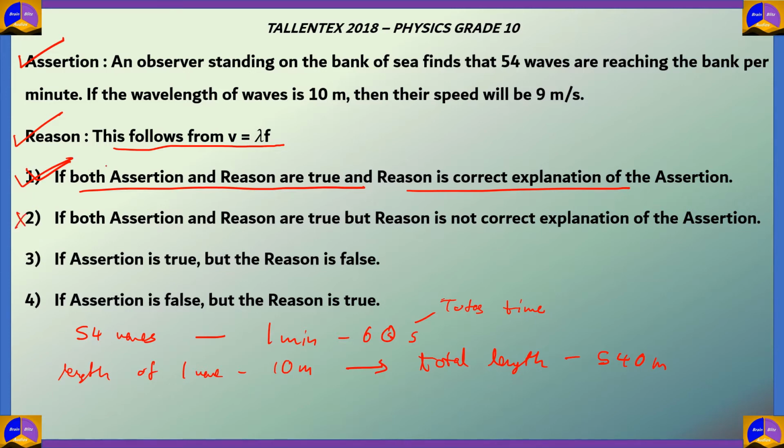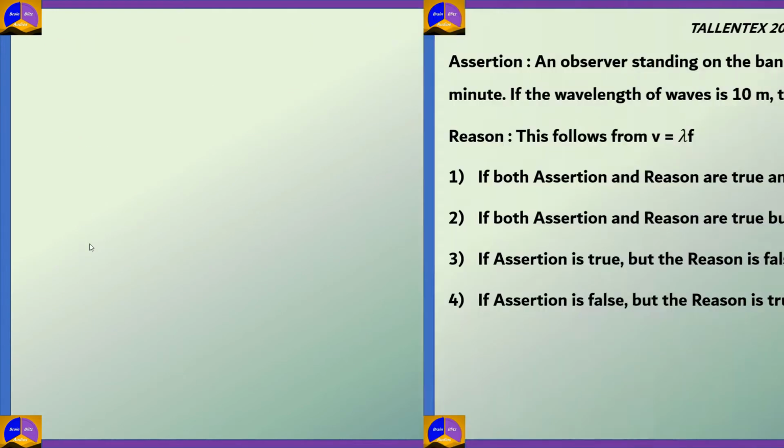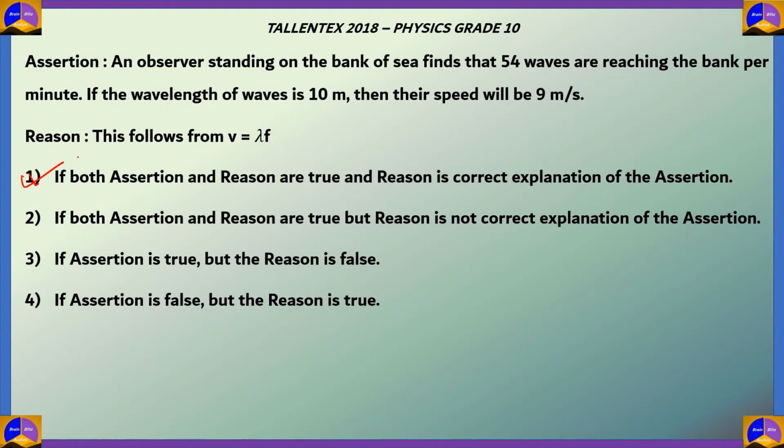Option B says that both statements are correct, but it's not the correct explanation. That's incorrect, because it's the same formula that we used. And option 3 says the reason is false, which is incorrect. Option 4 says the assertion is false, which is also incorrect. So the correct option is option 1. That's the correct option for this question of physics asked in 2018 for grade 10.